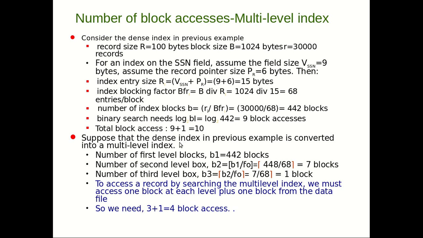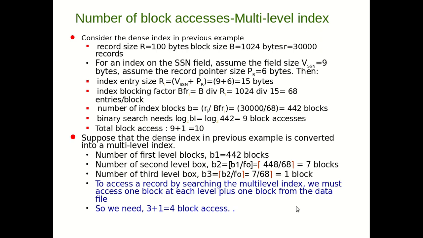Suppose that the dense index in the previous example is converted into a multi-level index. The number of first level index blocks, B1, is 442. For these 442 blocks, you will be creating an index. And how many entries are in a block? Index entries in a block are 68. 442 divided by 68, the upper ceiling, gives 7 blocks.